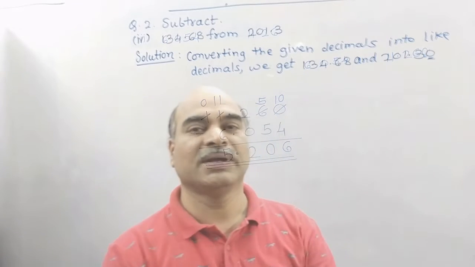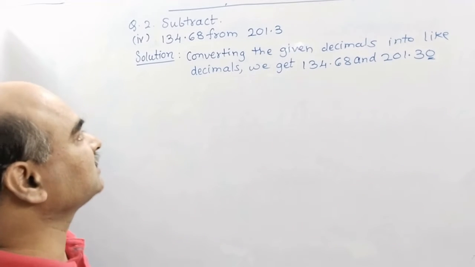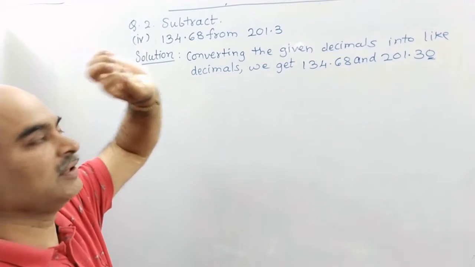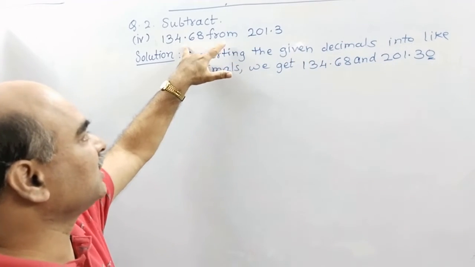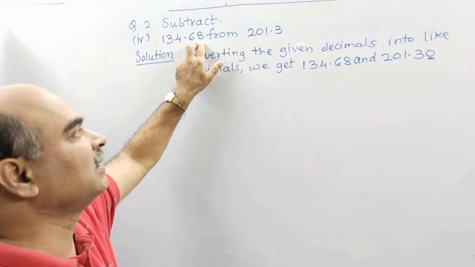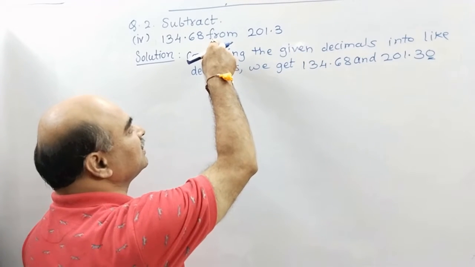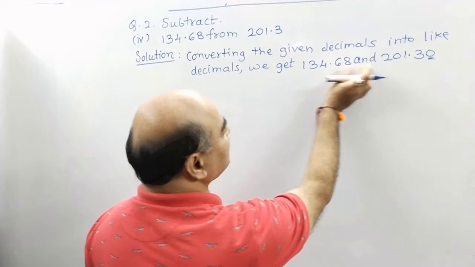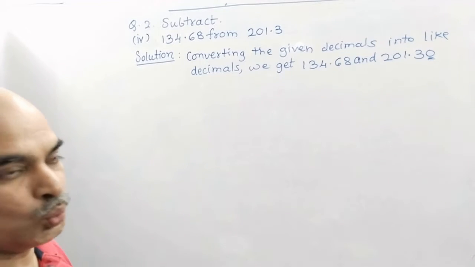Okay, let's start the next sum, sum number 4 from question number 2. It is a subtraction sum. Subtract 134.68 from 201.3. If you observe, these two decimals are given but they are not like decimals, because here two decimal places are there, and in this decimal we have only one decimal place. So first of all we convert the given decimals into like decimals having two decimal places in each decimal. So now it will be easy for you.